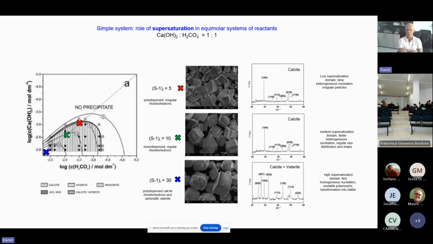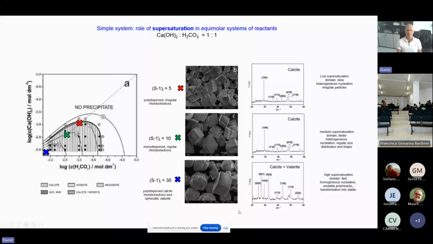At high supersaturation, we have initial formation of unstable polymorphs. Maybe at time 0, there was also some amorphous phase which appeared, but we didn't detect it because we made the analysis after 1 hour. And this unstable polymorph, like vaterite, continues to transform to calcite.